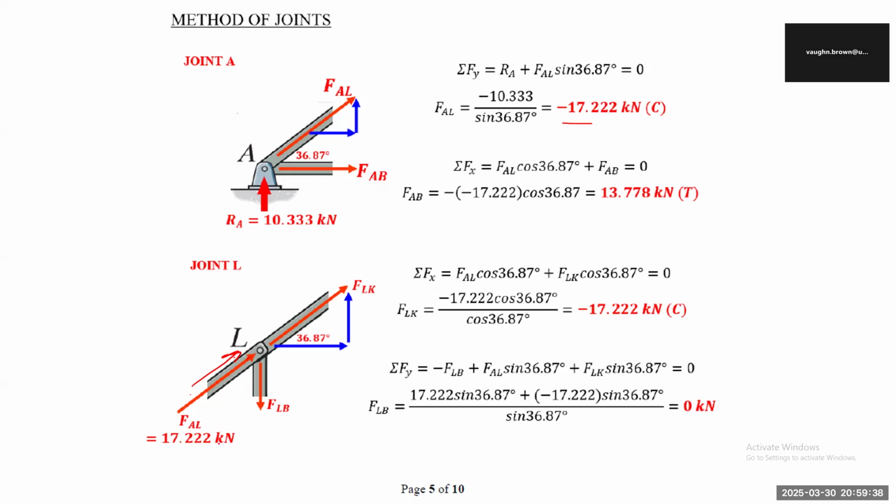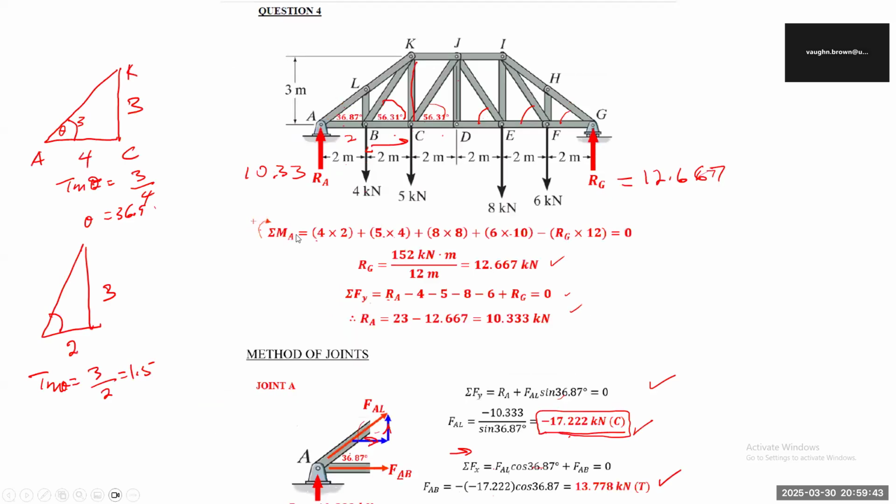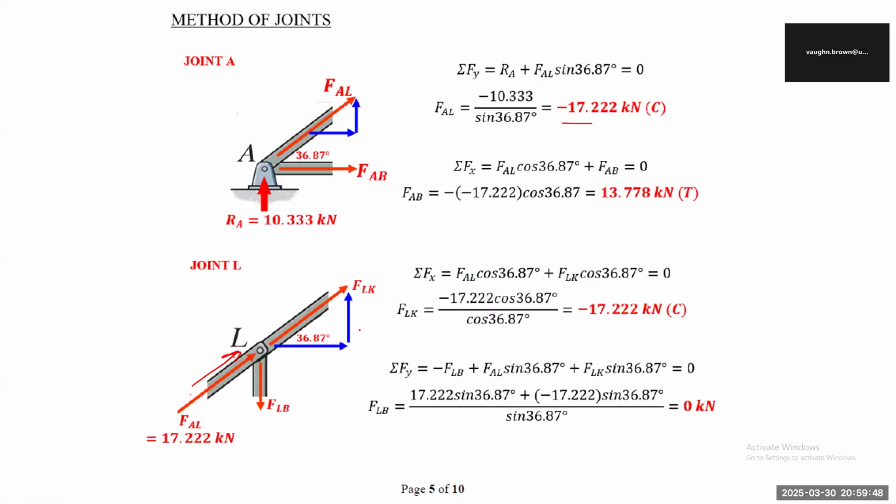So it's 17.22. And now, all I did is take this joint here. So this is the joint you're taking. You take the joint here and you draw it out, and you observe all of the components. So you have two components for this one too, right? You have one coming this way, one going that way, and for FLK, two components, one going horizontal, one going vertical.